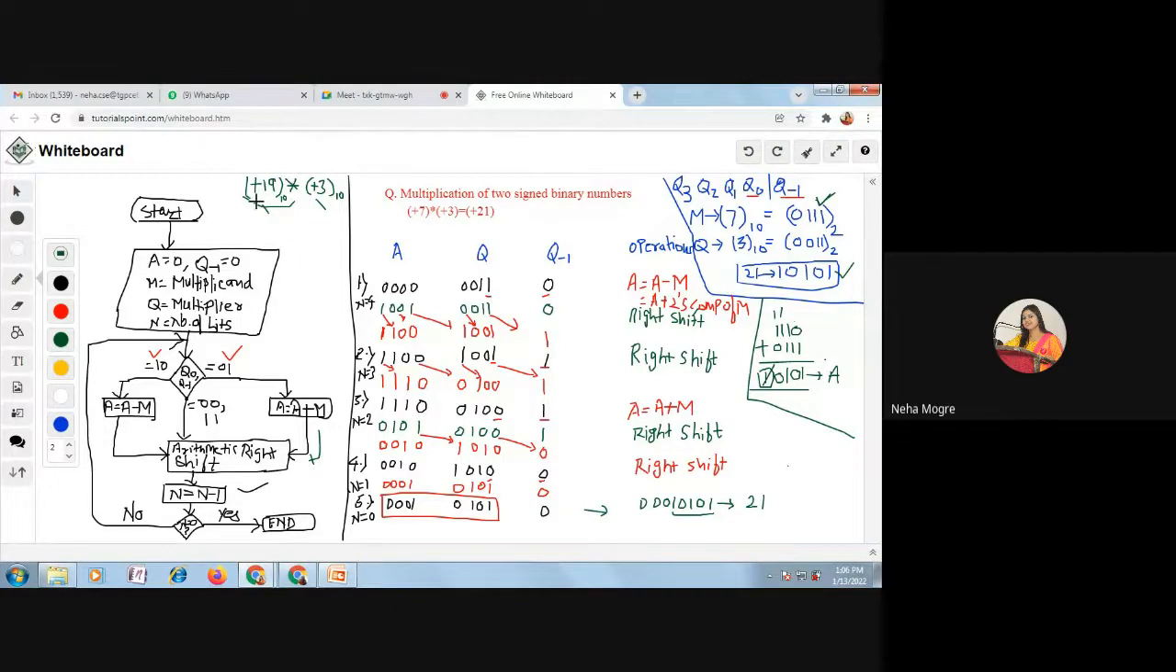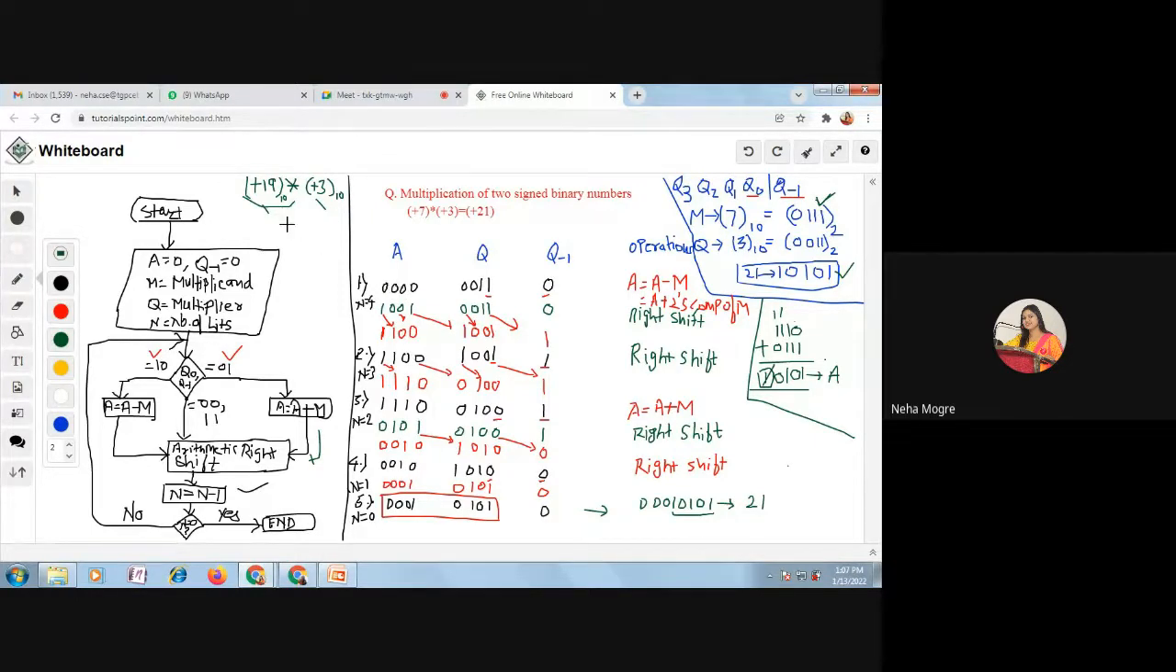19 cannot be in 4 bits, no? The maximum number that you can represent in 4 bits is 1111, that is 15. So when you take the binary of this 19, it will be in 5 bits. Take 5 bits for 3 also, and then you perform.